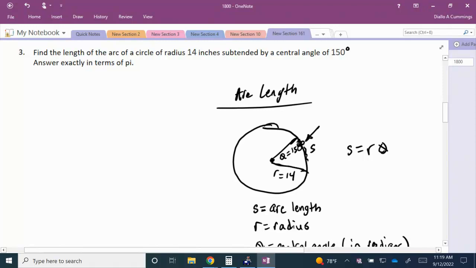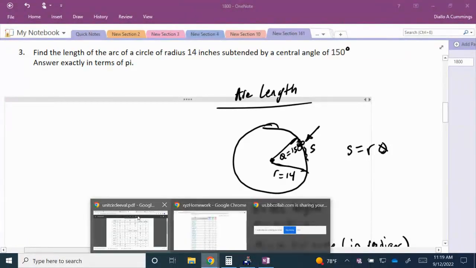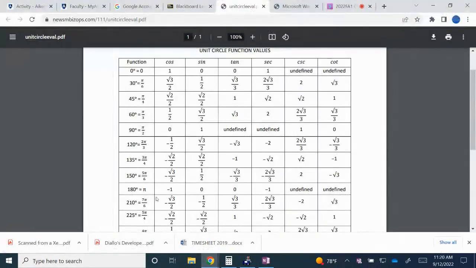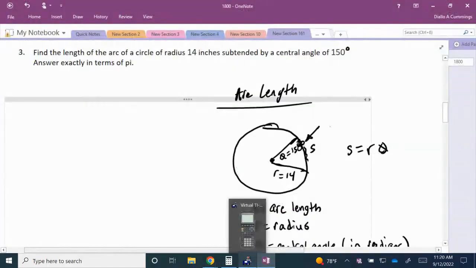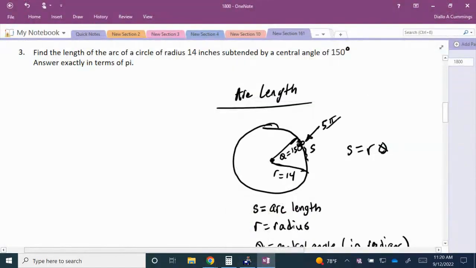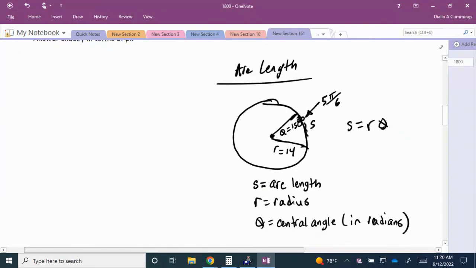Right, but we're going to convert 150 degrees to radians. So now since 150 degrees is within the unit circle, it's also in this function value sheet. 150 degrees is equal to 5 pi over 6 radians. So that's really the most important thing you want to remember when you're calculating the arc length.